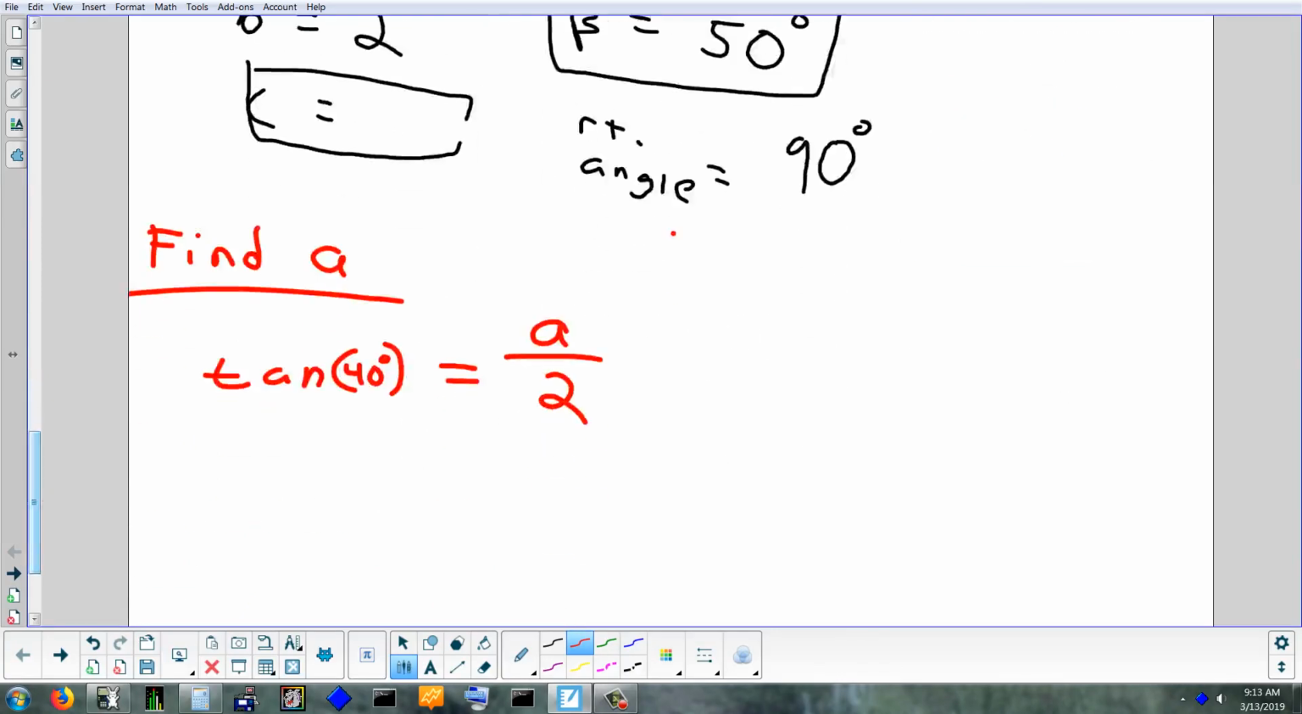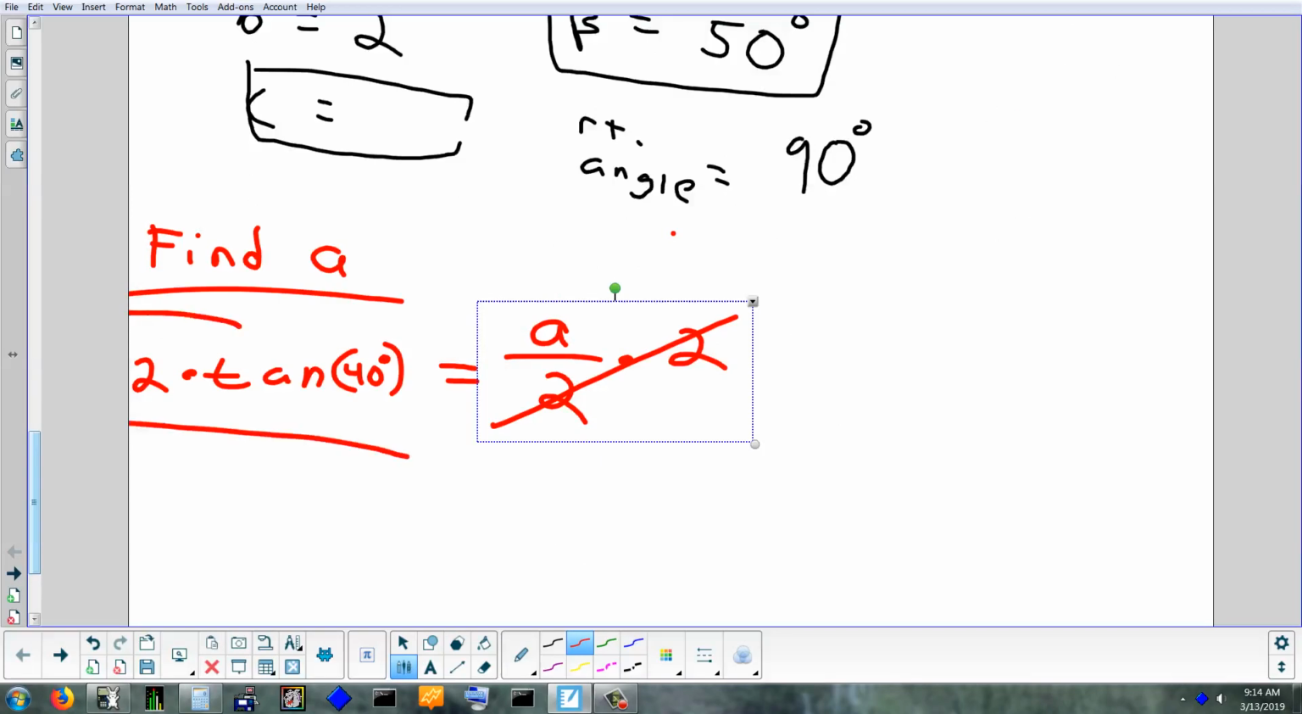Now we want to get A by itself. So we just have to move the 2 to the other side. William, how do I move the 2 to the other side? Multiplication. Yep, multiply. And what are you going to multiply by on each side? 2. Times 2, that's gone, times 2. Divided by 2 times 2, those are opposite operations. They cancel out. And there is your answer for A.